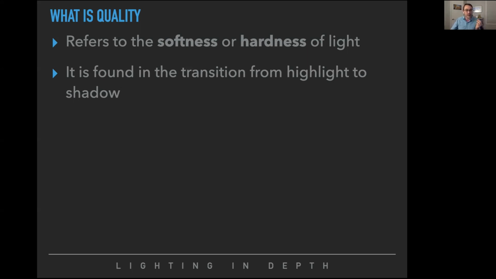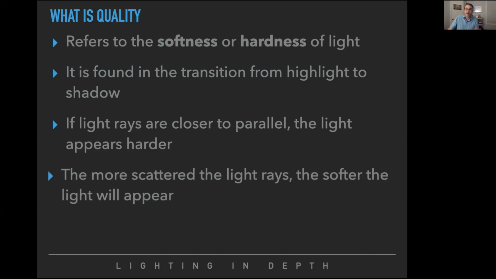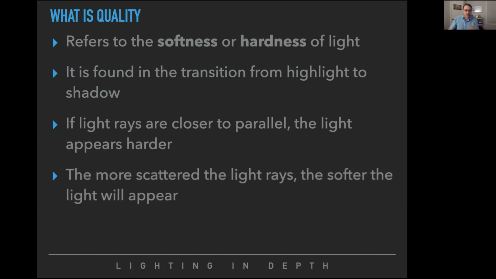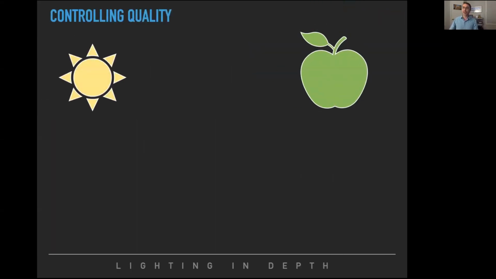But what causes this? It has to do with how scattered or diffuse the light is. If the light rays are closer to parallel, the light's going to appear harder. And likewise, if the light rays are more scattered, the softer it'll look. And now maybe you're thinking, Nick, what? You're crazy. Maybe I'd understand this better if you showed me some animation. Let's have a look. Here we go.